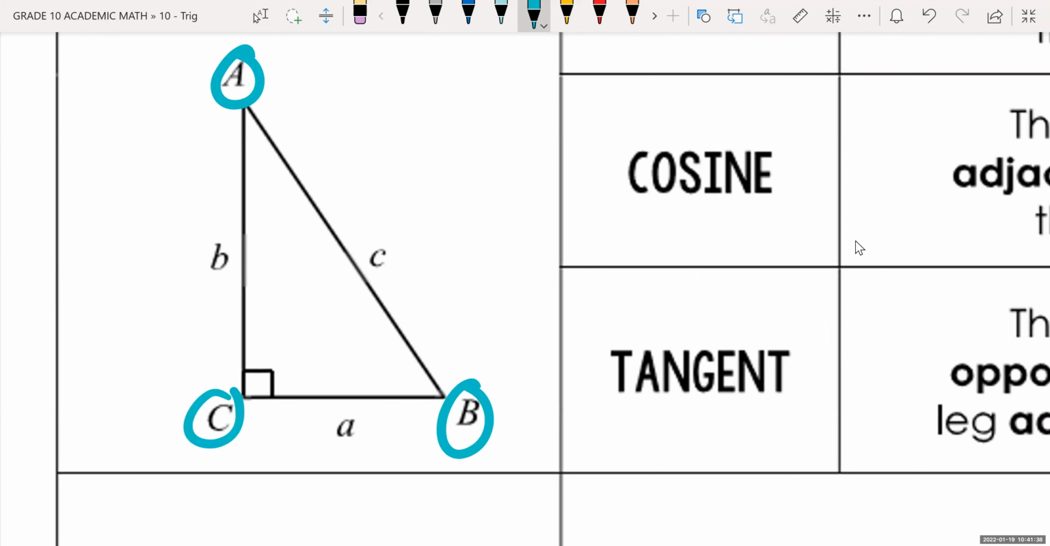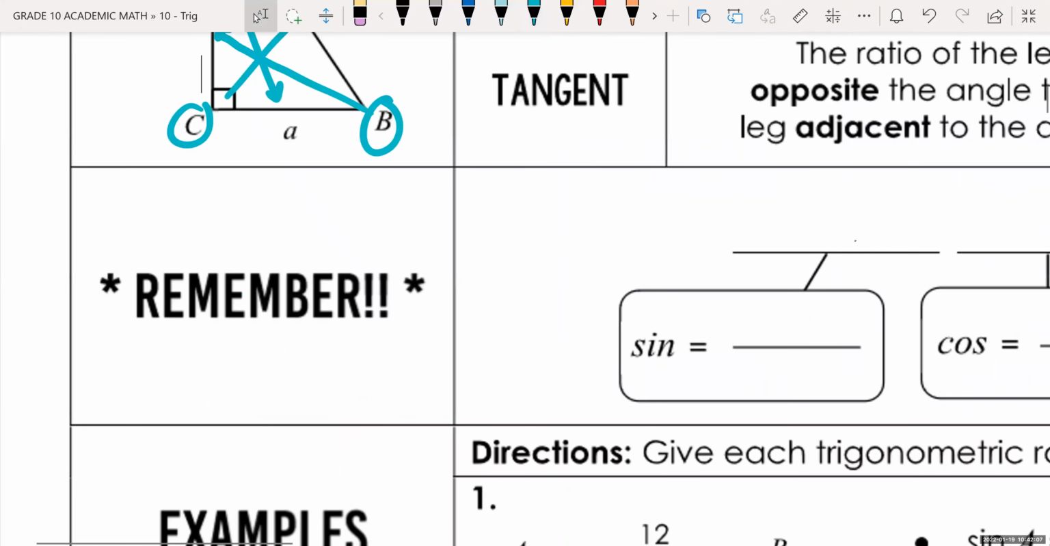And then the side lengths are always labeled with a little letter, and it's always whatever is opposite. So for example, opposite of angle A, you're going to have side length A. Opposite of angle C, you're going to have side length C, and opposite of angle B, you're going to have side length B. So the angle and the side length are always the same letter. The angles are written in capital letters and the side lengths are written in little letters. Just something you will see us talking about as we go through the questions.